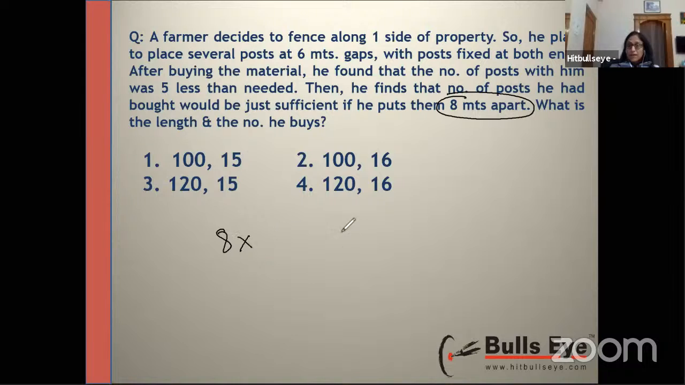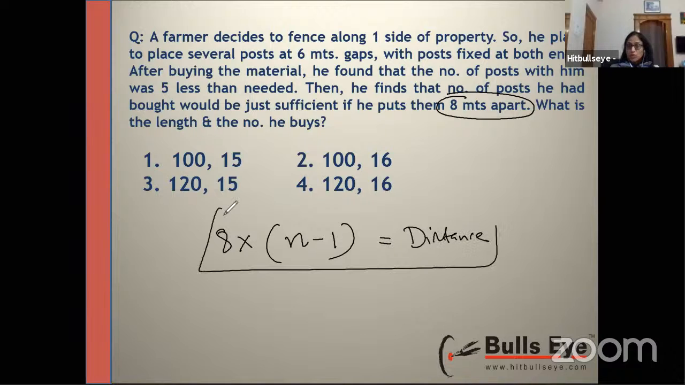8 multiplied with number of flower pots minus 1 has to match with the distance that you have covered. Is this what we realized with those examples that I was taking? Yes or no? Is this point clear? Why am I trying to use this in options? What I have to try in options is 8 multiplied with number of flower pots minus 1 has to match with the distance that you're trying to cover.